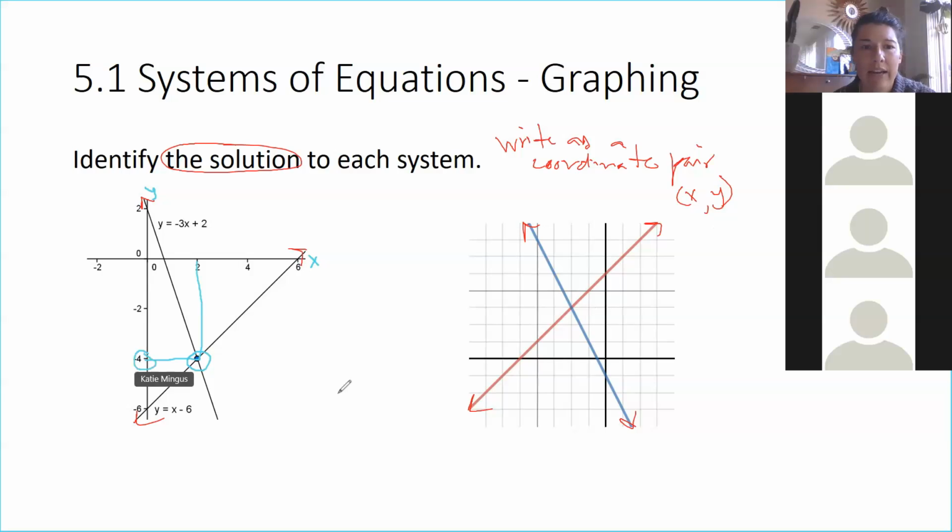Okay, so Katie, you're doing the left one. What is that coordinate pair? And then Malachi, would you do the right one here? This point is 0, 0. So if that's 0, 0, identify the intersection. That's our solution to that system.